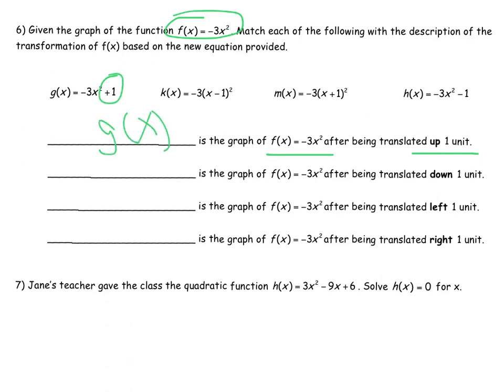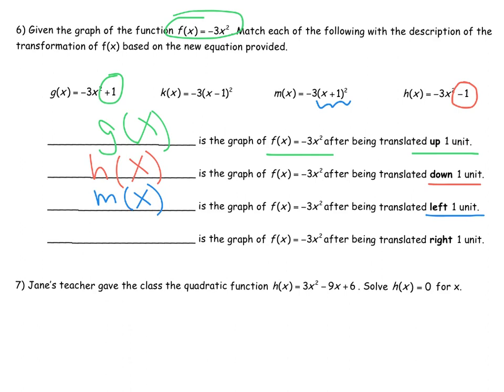Okay, if we look at the next one, I have f of x is translated now down 1 unit. It's got to be minus 1. So there's my h of x. And notice how both of these were outside the parentheses. Next one I have, it's going to be translated left. Careful with this. We do what's opposite inside the parentheses for left and right. So because this says go to the left 1 unit, we're actually looking at m of x.